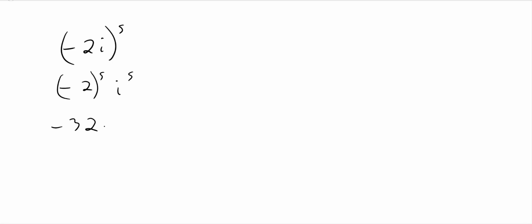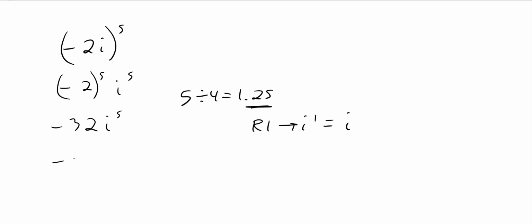All right, just by your calculator. And then if you left it as negative 32i to the 5th, I'd mark it wrong because you have an exponent, period. Okay, so you're going to say 5 divided by 4 is 1.25. The 0.25 means remainder 1. So it's the same thing as i to the first power. And if you look at your chart, i to the first power is just i. So the answer is negative 32i.